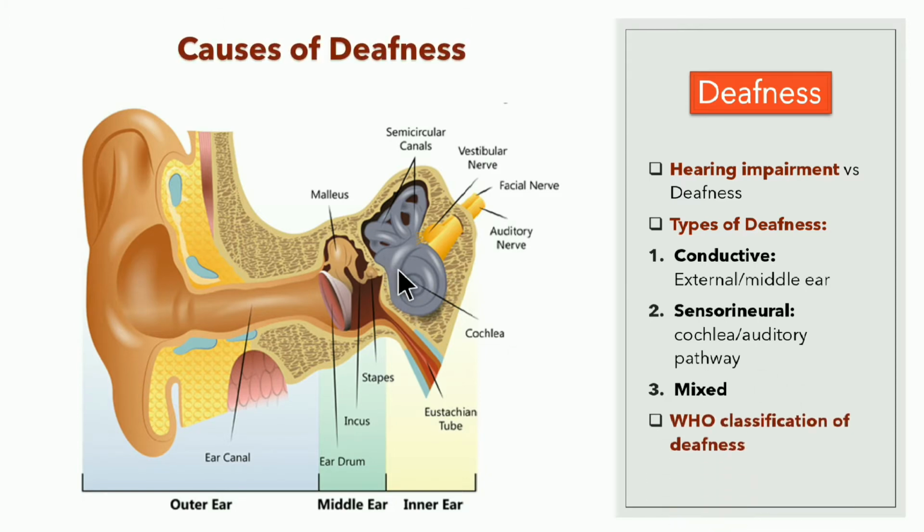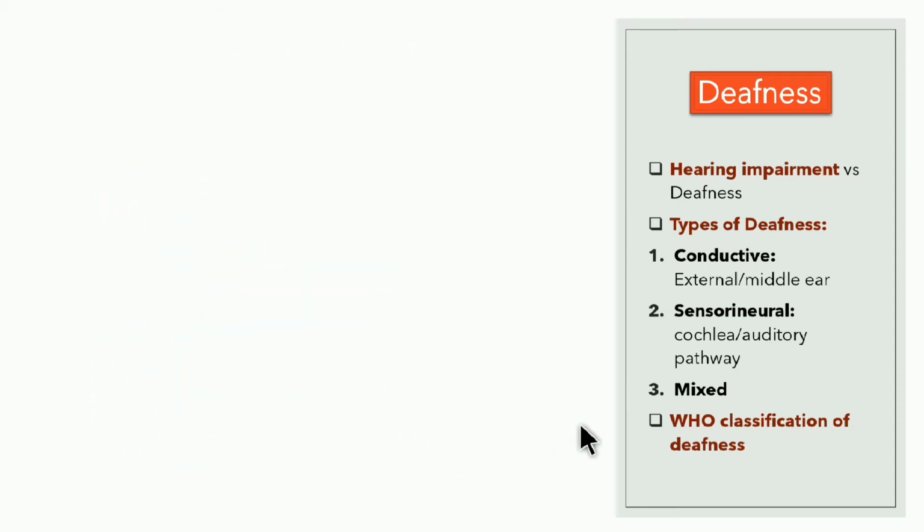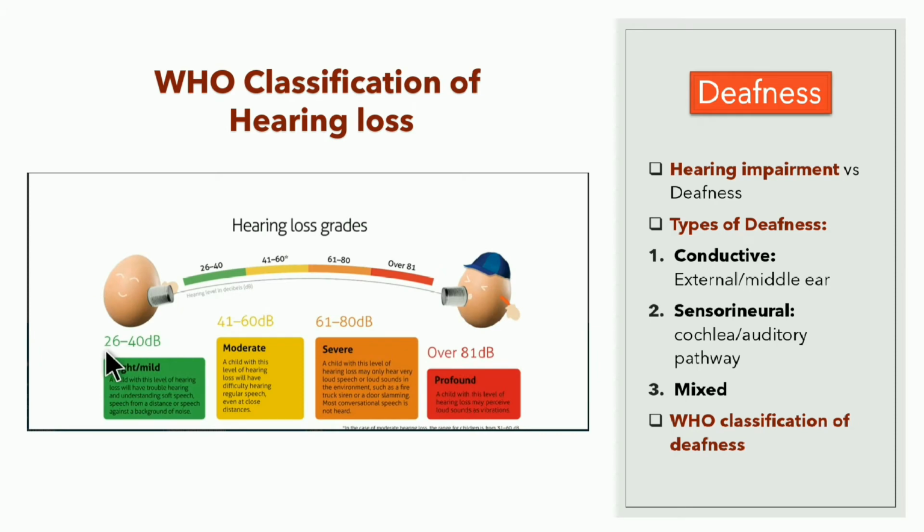Okay, now another viva question is, what is the WHO classification of deafness? Deafness has been divided into various categories based on the degree of hearing loss. Here you can see, whenever there is a hearing loss of 26 to 40 decibel, it is known as mild deafness. Whenever the hearing loss is 41 to 60 decibel, it is known as moderate deafness. Whenever the hearing loss is 61 to 80 decibel, it is known as severe deafness. And whenever the deafness is more than 81 decibel, the person usually is not able to hear normal conversation also. This is known as profound deafness. So these are the four categories of degree of deafness by WHO: mild, moderate, severe and profound.